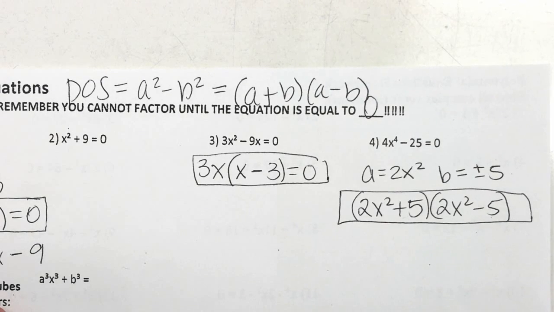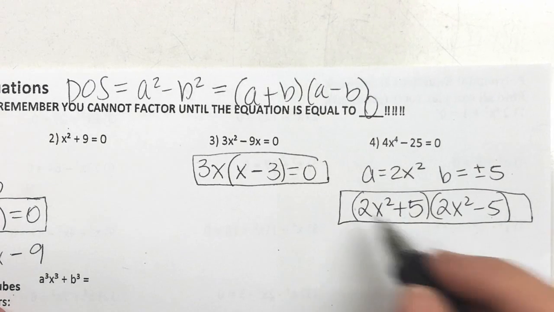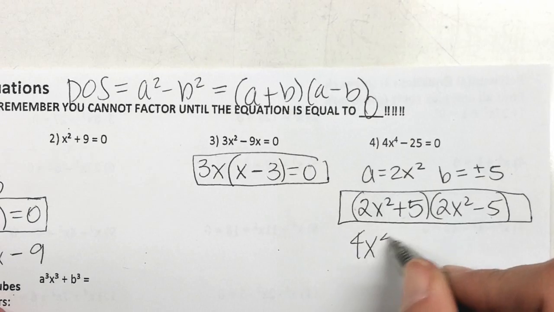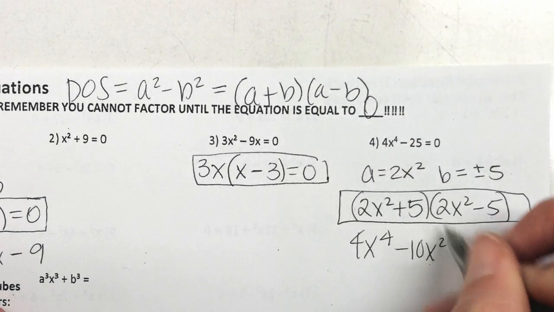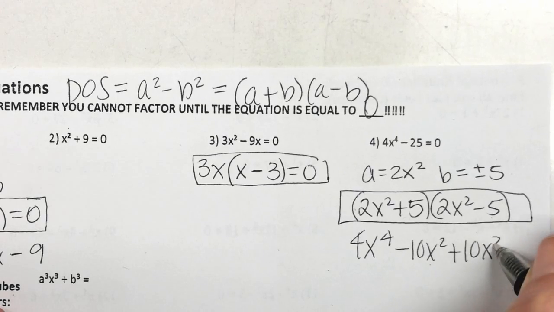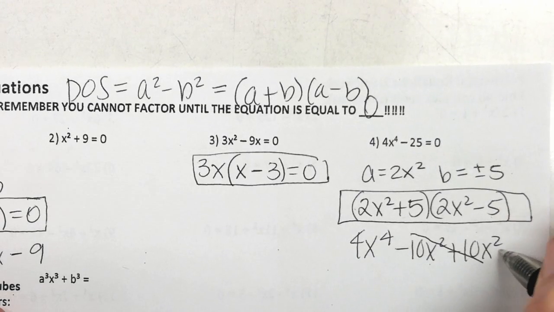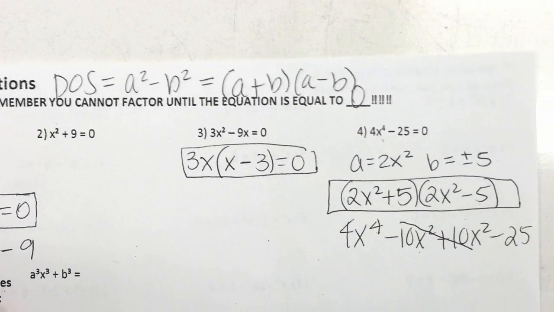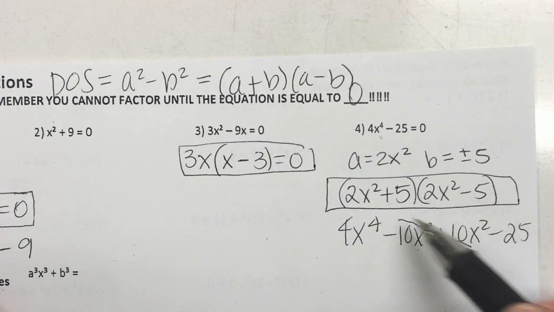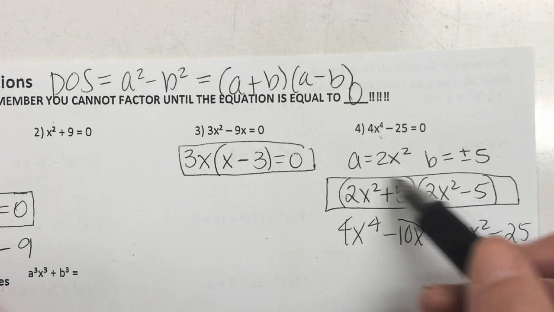You would do first term, so that's 4x squared, or 4x to the 4th. Outer would be minus 10x squared. Inner would be plus 10x squared, so those would cancel out. And then the last term is going to be minus 25. So you get 4x to the 4th minus 25.